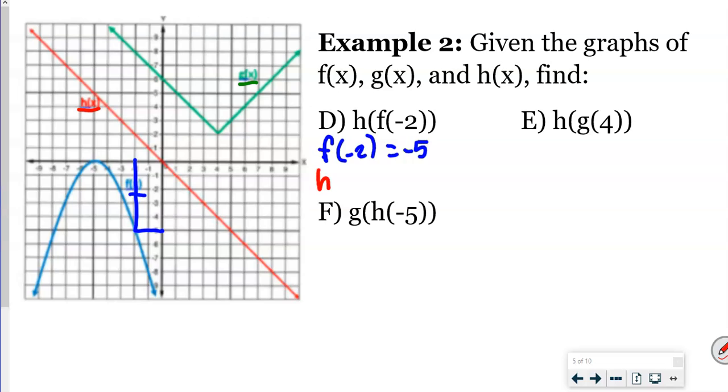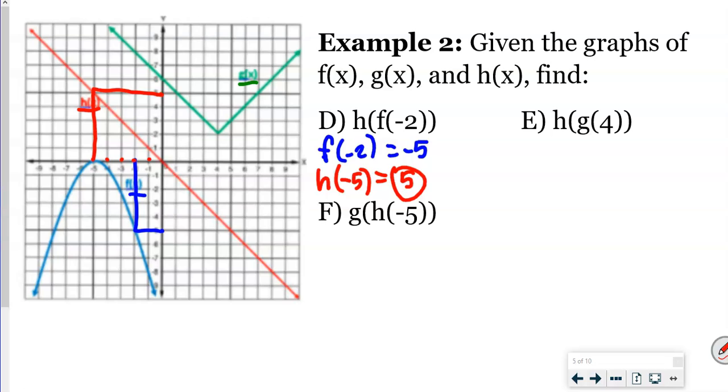So we're going to say h of, we're going to take that -5 value. And so we're going to go over here at 1, 2, 3, 4, 5. And then we're going up to our graph right there. And then we're going over to our y value, which is, what is that right there? 5. So this is 5. That's our answer.